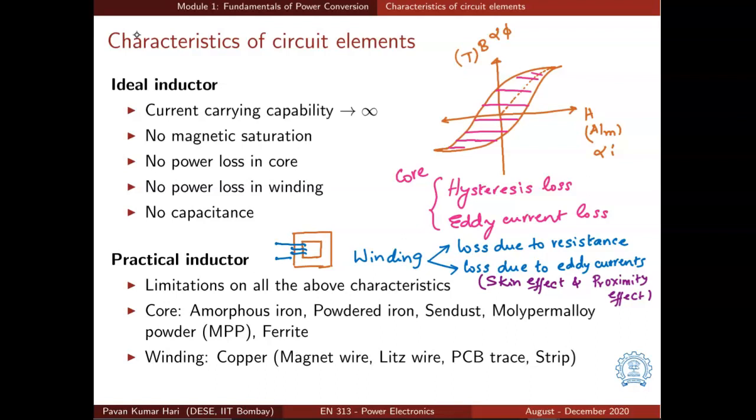The windings are typically made of copper, and magnet wire, which is a copper wire with enamel coating, is the most popular wire used to make an inductor, or it could be litz wire where there are multiple strands of copper and each strand is insulated from the other. In fact, some inductors have PCB traces themselves as the windings, so they are called planar inductors, and some inductors use thick copper strips. So different forms of copper wire are used as the winding in an inductor.